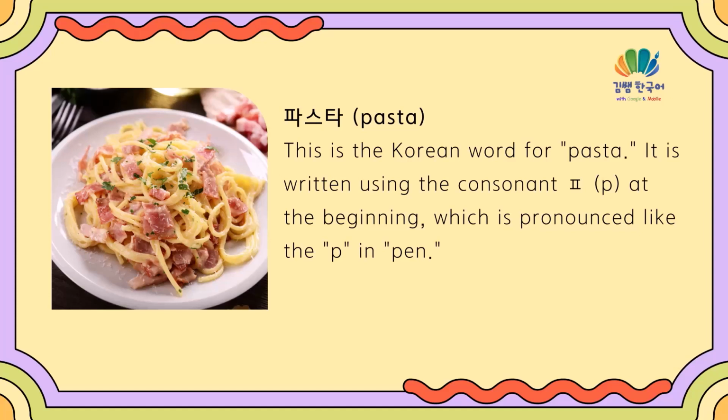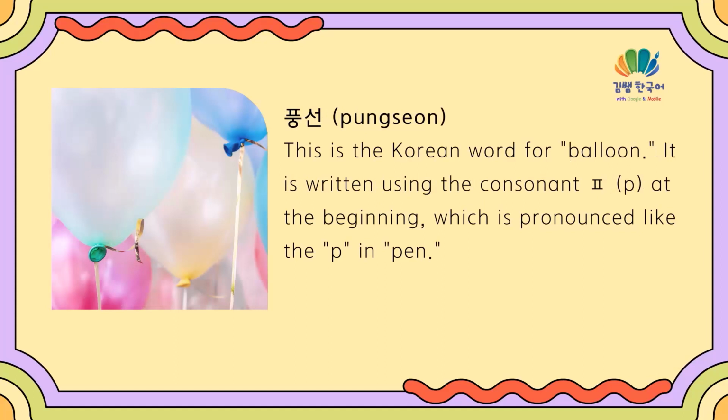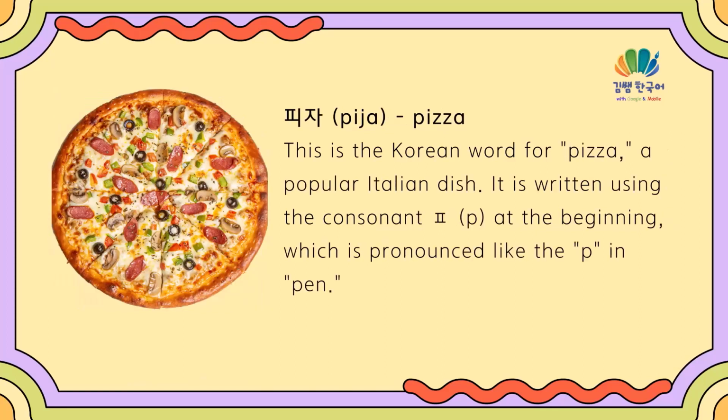In pen, 풍선, this is the Korean word for balloon. It is written using the consonant P, P, at the beginning, which is pronounced like the P. In pen, 피자, this is the Korean word for pizza, a popular Italian dish. It is written using the consonant P, P, at the beginning, which is pronounced like the P.